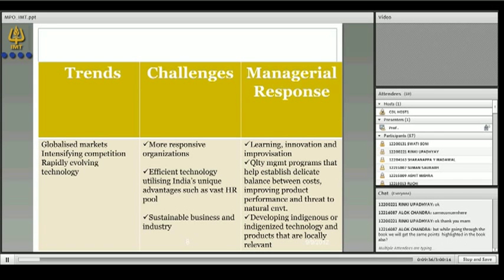The challenge in front of organizations is to be more responsive, efficient, and technology utilizing, using India's unique advantages such as vast human resource pool, sustainable business and industry. If I look at the managerial response towards the challenges, learning, innovation and improvisation has become a constant feature. Quality management programs have helped establish a delicate balance between costs, improving product performance and threat to the natural environment, developing indigenous and indigenized technology and products that are locally relevant.